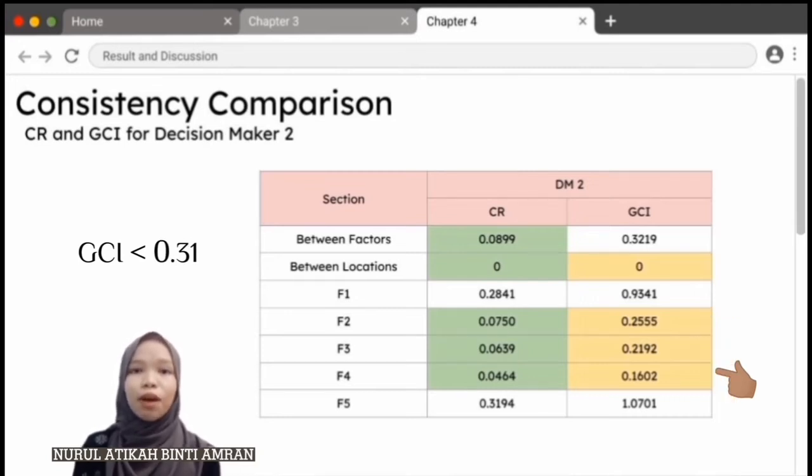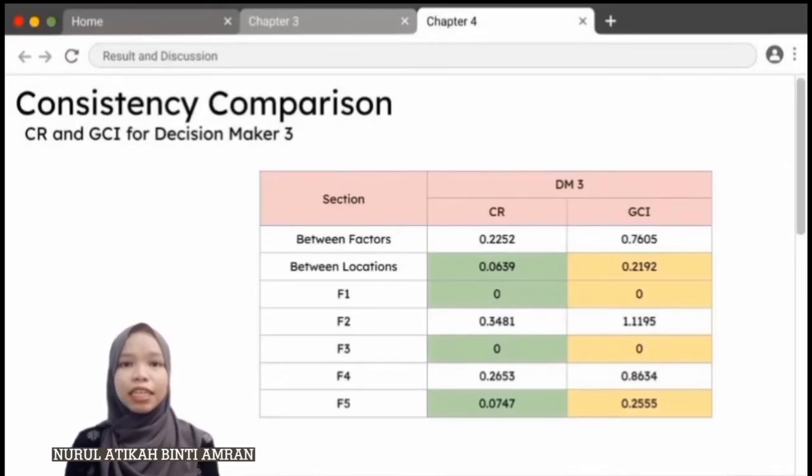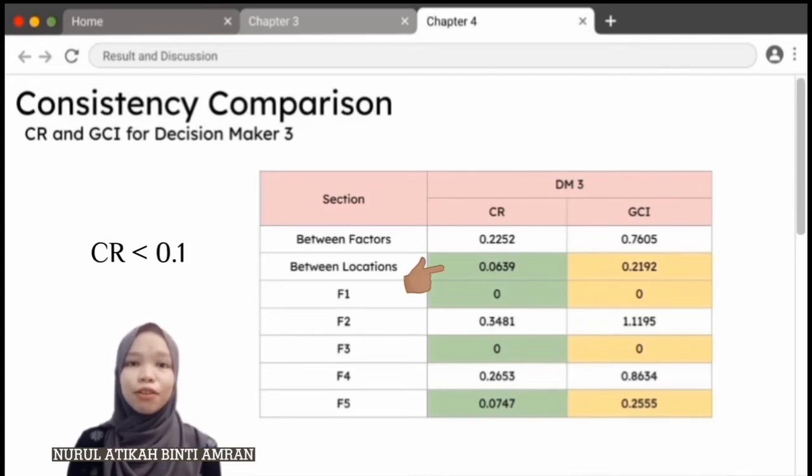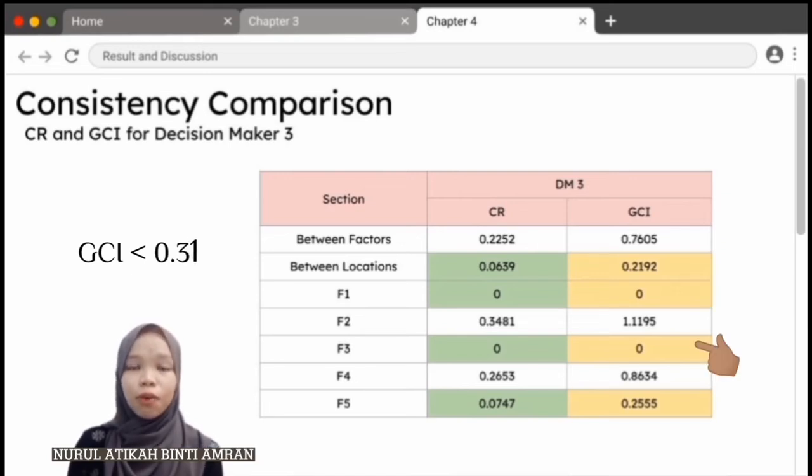0.2192, and 0.1602. For decision maker 3, the CR values that lie below the threshold of 0.1 are 0.0639, 0, and 0.0747, highlighted in green color. Besides, the GCI of decision maker 3 has 4 values that lie below the threshold of 0.31, which are 0.2192, 0, and 0.2555, highlighted in yellow. Therefore, data collected from decision maker 3 can also be used for calculation in the AHP process.